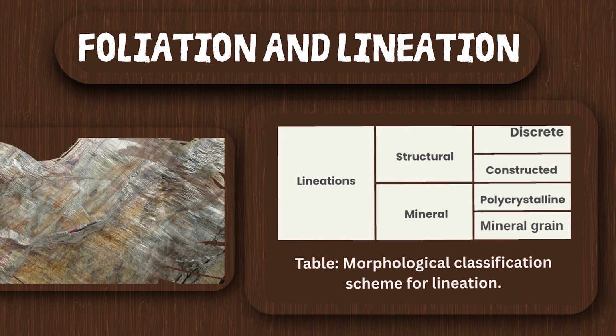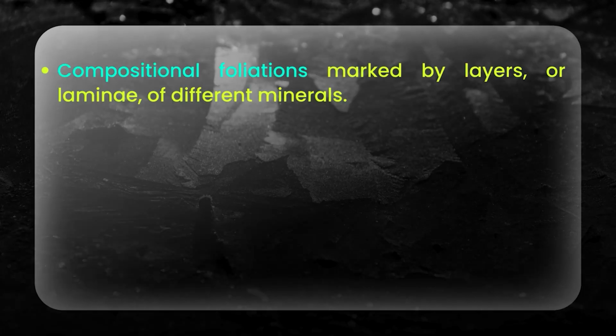See on the right hand side, the morphological classification scheme for lineation. You may find there are two basic types of lineations, structural and mineral lineation. Structural lineation is further classified into discrete and constructed, whereas mineral lineation is classified into two subcategories, polycrystalline and mineral grain. The compositional foliation is marked by layers or laminae of different minerals.